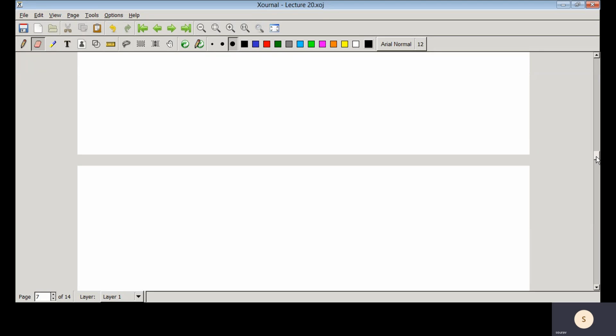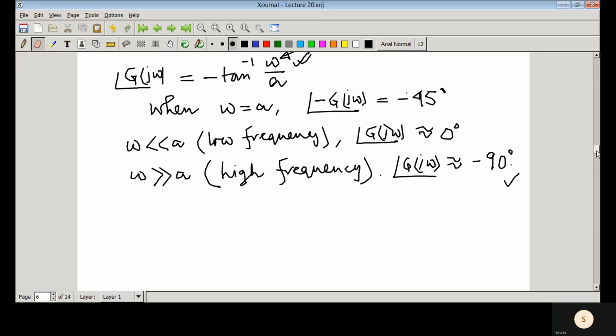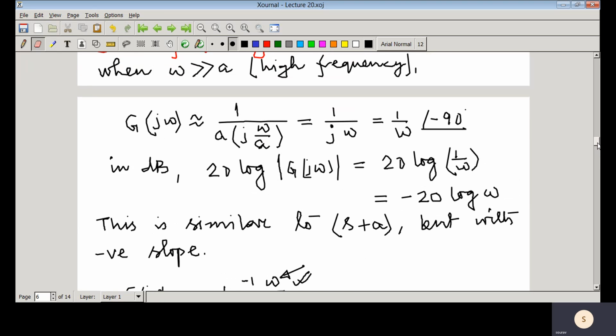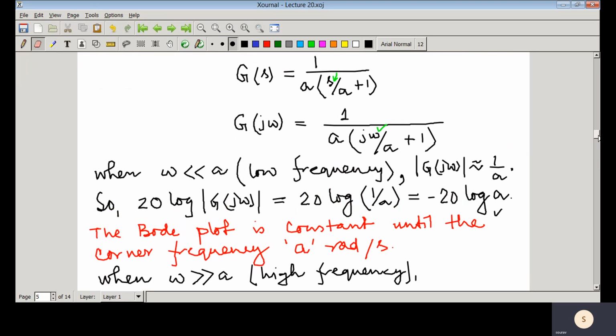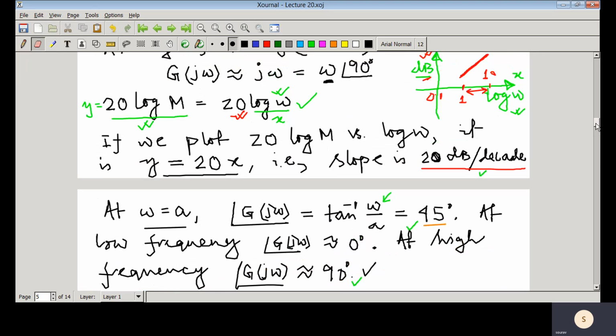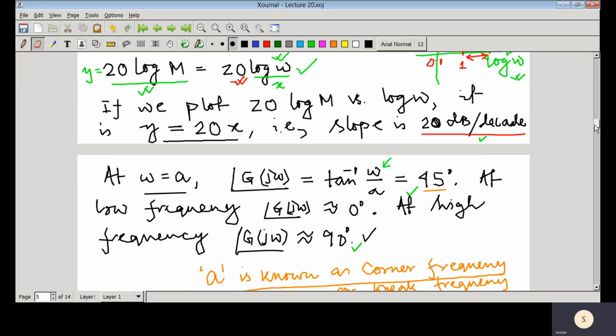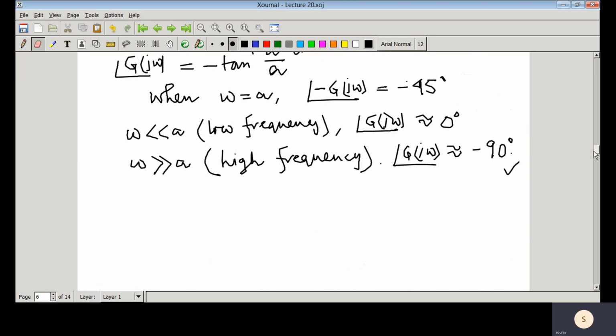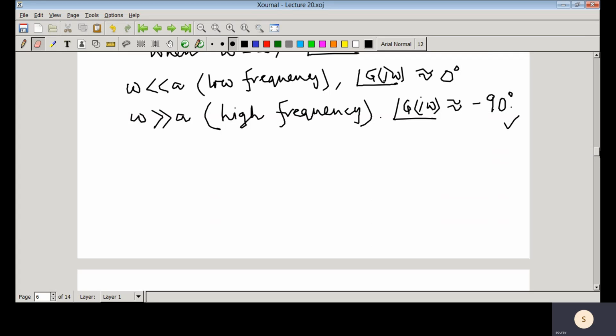So in the last lecture we discussed the Bode plot, and if we have a factor like s plus a or 1 by s plus a, we have already seen what the asymptotic Bode plot would be. So today we will see the other factors. First, let us see what the Bode plot would be if we have a factor like s.